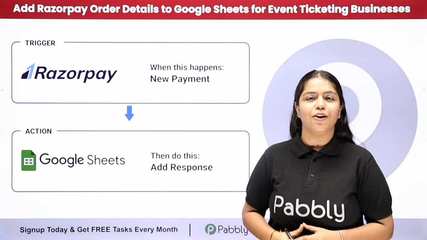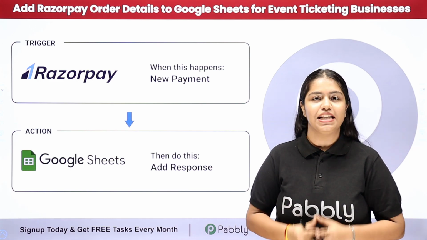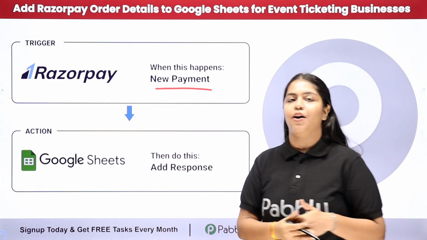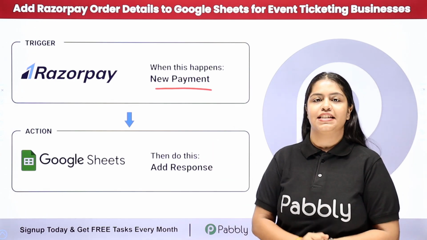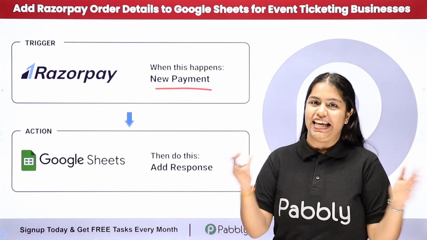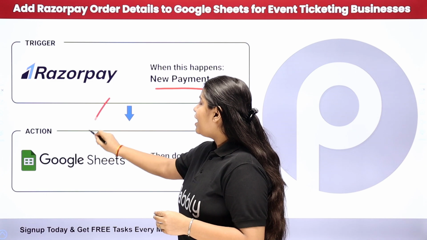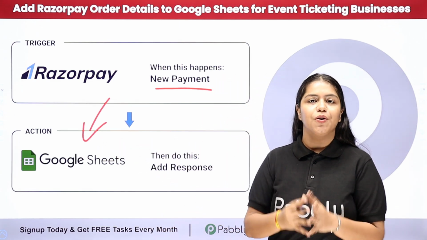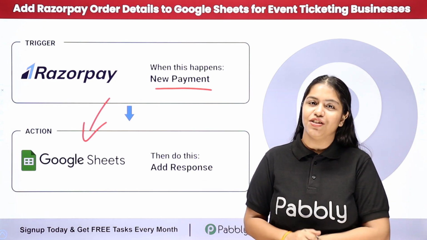So like you, I also use Razorpay to sell my event tickets online, and now what I want is that as soon as someone purchases my event ticket using Razorpay, automatically I want to add those details into my Google Sheets so that my team can review it easily. So to do this, we are simply going to create a connection between Razorpay and Google Sheets, and to create this connection without knowing any programming or coding language, we are going to use Pabbly Connect. It is an amazing automation software.